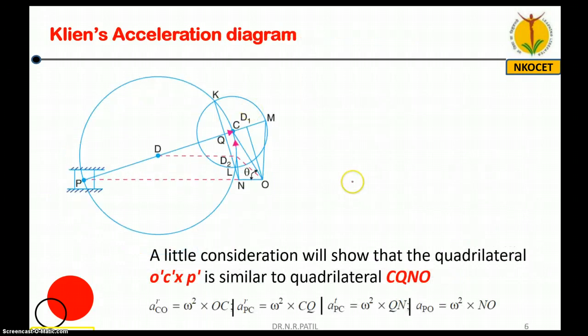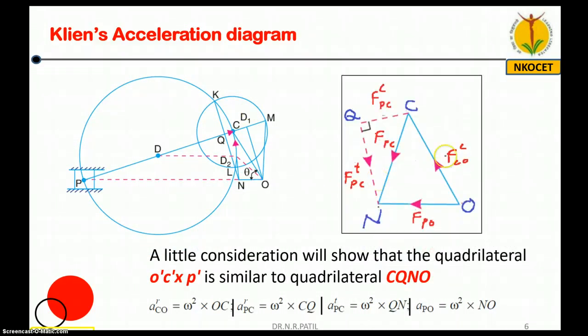Now, so this is OCQN. You can see this is Q, C, O, N. And when you join this NC, you will get acceleration of slider P with respect to C. So remember, friends, QC represents centripetal component of acceleration of P with respect to C. CO or OC represents centripetal acceleration of C with respect to O. This NO represents acceleration of piston with respect to O. And this QN represents tangential component of acceleration of P with respect to C.